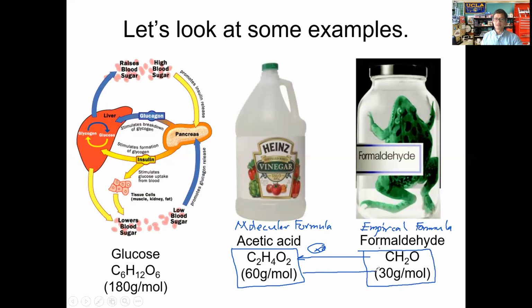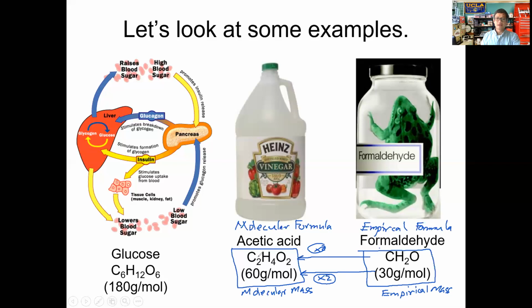But with that said, let's take a look at the molar masses. This is the empirical mass here. This is the empirical mass. And this is the molecular mass of this compound. You'll notice that the molecular mass is 2 times larger than the empirical mass here. And there we have it. That's the multiplier that we have.